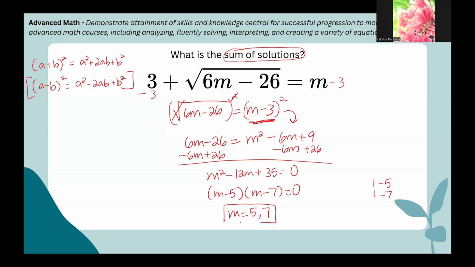But again, your final answer needs to be the sum of those solutions. So the final answer is actually going to be 12, right? The sum of the solutions is 5 plus 7, which is 12. Okay.